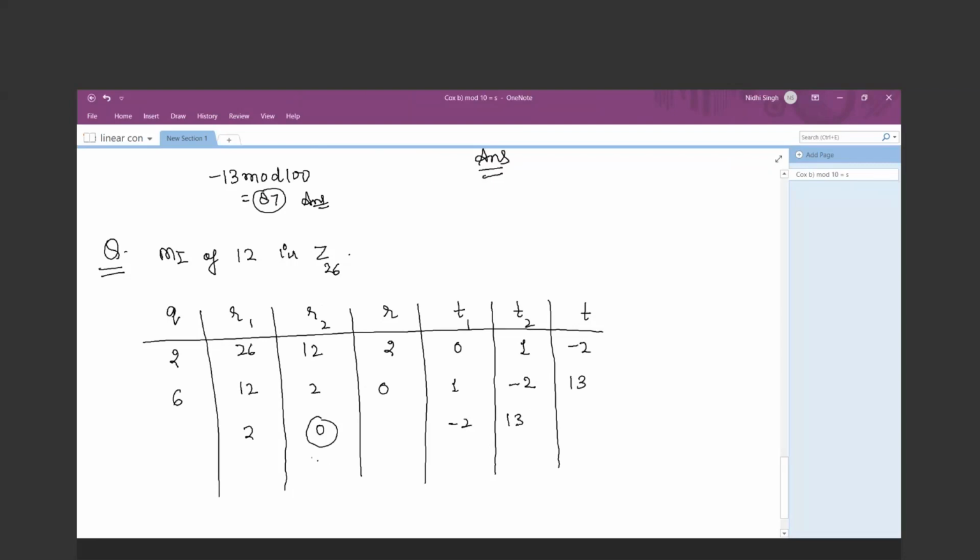When the condition is terminated, you have to check the value of R1. Is it equal to 1 or not? If it is equal to 1, then the value of T1 will be the answer, that is the multiplicative inverse of 12 in Z26. Otherwise, if the value of R1 is not equal to 1, then we have to write that the multiplicative inverse of 12 in Z26 is not possible. So in that case, R1 is not equal to 1. The value of R1 here is 2. So that's why we have to write multiplicative inverse is not possible.